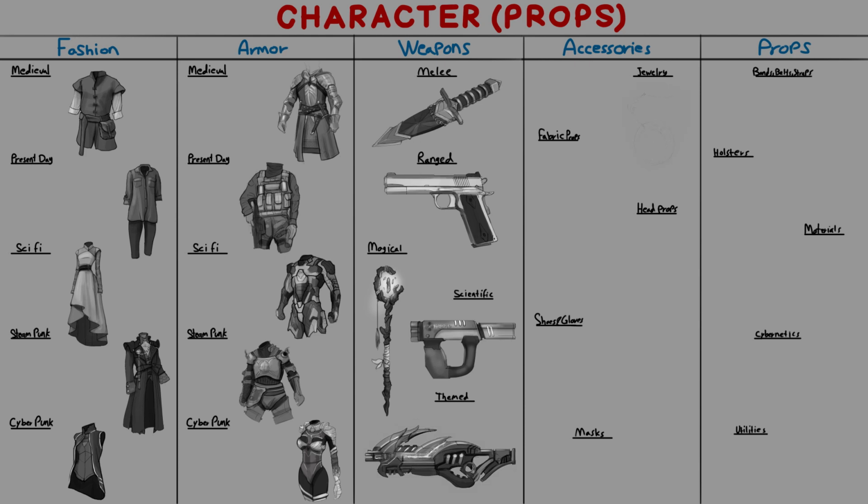For the next subcategory, we have accessories. These are things that the character wears on a certain part of the body. Like for example, jewelry. Under that we can add rings, necklaces, bracelets, and talismans. Fabric props. These are props that are attached to your clothing or armor. Props like scarves, vests, packs, pouches, and harnesses.